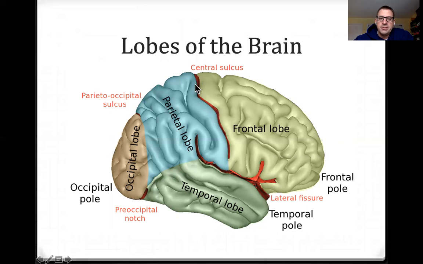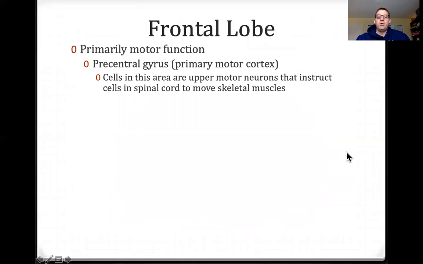The frontal lobe and parietal lobe are separated by a deep groove that runs around the brain here called the central sulcus. The parietal lobe and occipital lobe are separated by another groove called the parieto-occipital sulcus. And then we see that the frontal and temporal lobes are separated here by this deep groove called the lateral fissure, okay? So the frontal lobe has primarily a motor function. Just anterior to that central sulcus is a structure called the precentral gyrus. It's a hill just in front of the central sulcus. It's also called the primary motor cortex. So the cells in this area are upper motor neurons that tell our skeletal muscles what to do, right? So they send signals down through the spinal cord to our skeletal muscle to tell us to move.